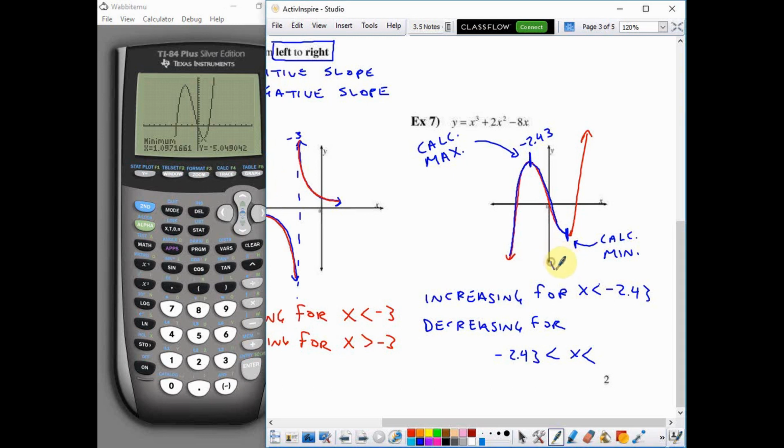positive 1.097. So it is decreasing for x's from negative 2.43 up to 1.097. And then it begins to increase again for all x's greater than 1.097.